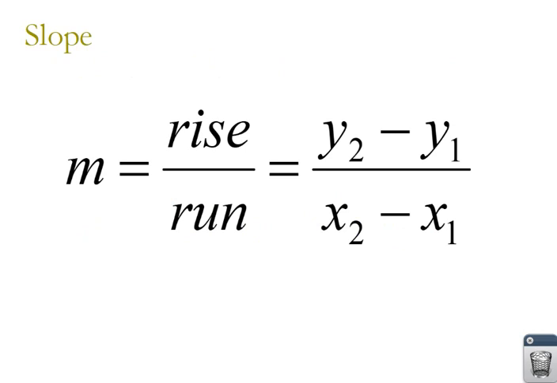Alright, a reminder of the slope equation. If I give you 2 points, then you use y2 minus y1 over x2 minus x1. If I give you a graph, then you can use rise over run and just count the boxes. This is an equation that you have to know. I don't give it to you.